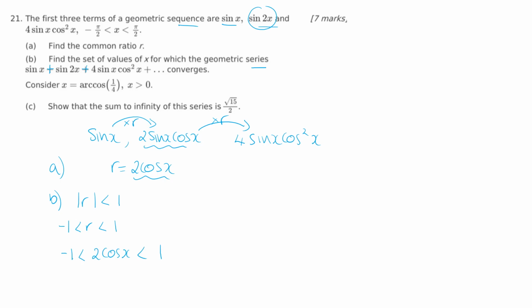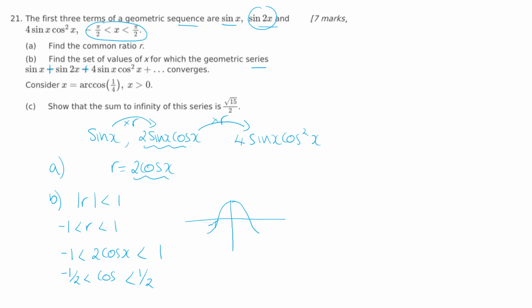Now we just need to solve that inequality. Dividing both sides by 2, we'll get that cos x has to lie between minus a half and a half, and we can see that the domain for this sequence is that x is going to lie between minus pi by 2 and pi by 2, so that's minus 90 to 90. So let's have a little look at the cos graph. Cos comes down like this, and it is symmetrical about the y-axis.